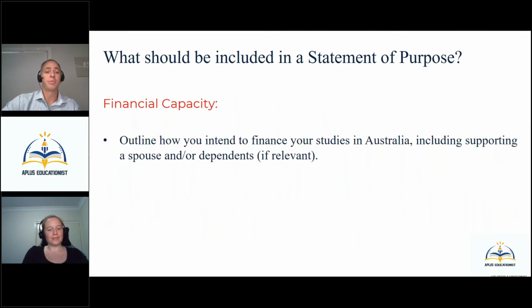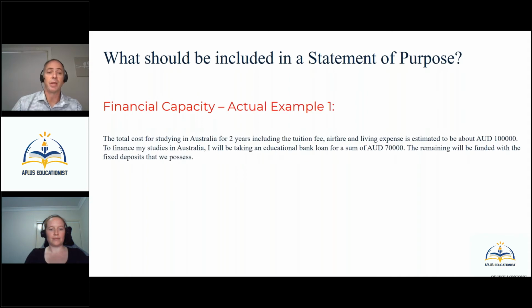So the fourth part I'm going to cover off on is financial capacity. This is how we're looking for students to outline how you intend to finance your studies in Australia, including supporting a spouse and/or dependents if that is relevant. And the first example we've got here is very to the point. This particular student coming here for study for 2 years estimates how much it will cost and how they'll fund it. Very clear, concise, covered off on what they needed to.